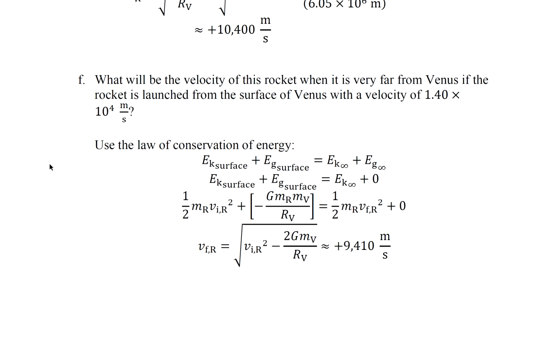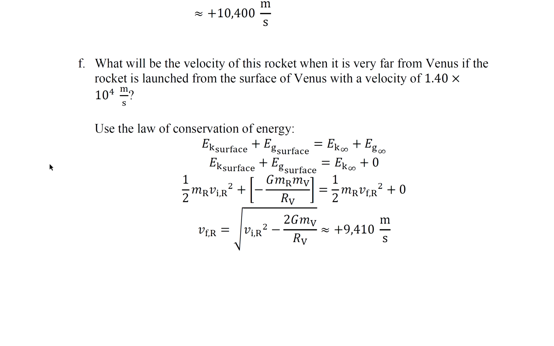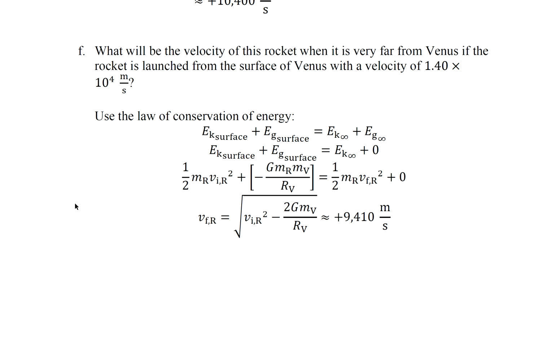Part F, what would be the velocity of this rocket when it is very far from Venus, if the rocket is launched from the surface of Venus with a velocity of this? So use the law of conservation of energy and solve for velocity. It says very far from Venus, so that's why gravitational potential energy at infinity is equal to 0.